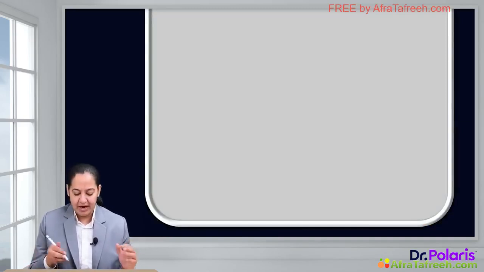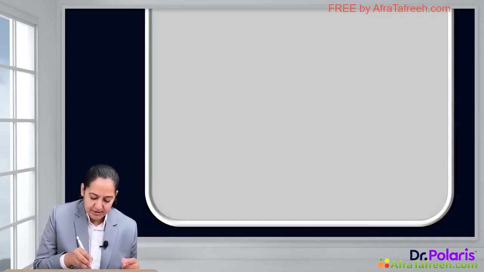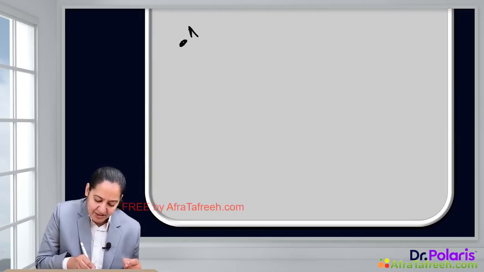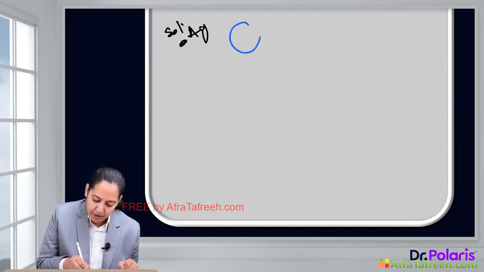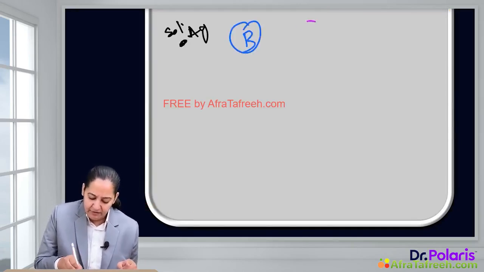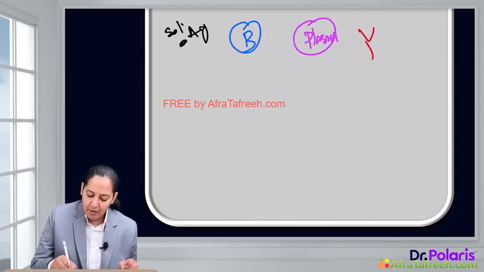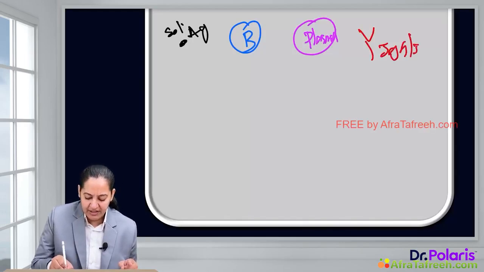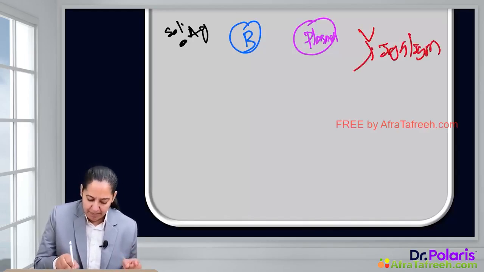Let me draw the same diagram for you. This is a soluble antigen. When it enters the human body, it directly stimulates a B lymphocyte. The B lymphocyte converts into a plasma cell. Plasma cells start forming antibodies. So the antibodies which are formed are IgG or IgM. Now antigen antibody complexes will be formed.